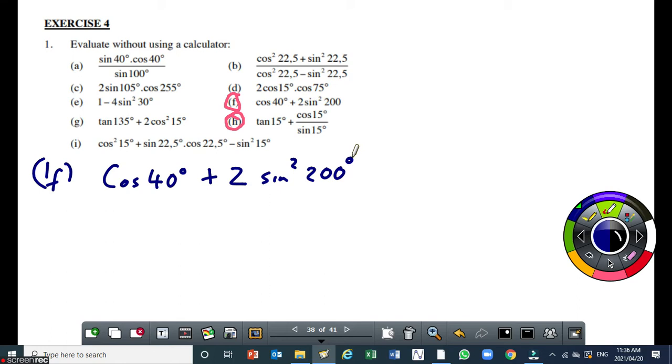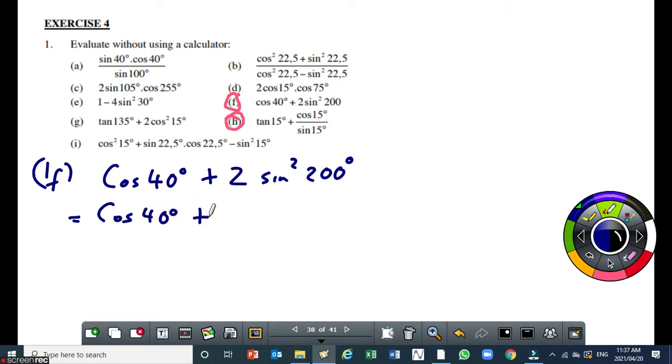We may also use compound angles. Some questions we might need special angles, and some questions we might need the fundamental identities from grade 11. So it's a whole combination now because you are in grade 12. You need your grade 11 work together with the grade 12. So here, I'm not going to touch that cos 40. I'll write here cos 40 degrees plus.